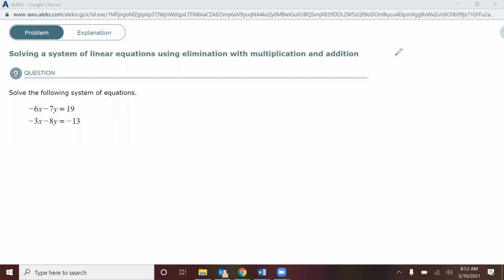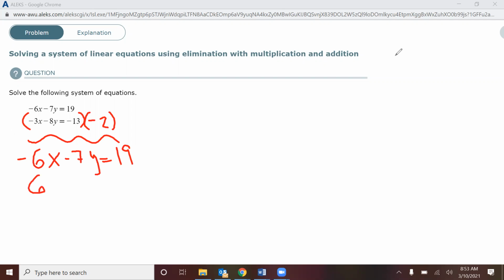So if I multiply both sides of the second equation by -2, then my system of equations becomes this. Notice that the first equation did not change. Now, when I add the equations together, the x's go away.